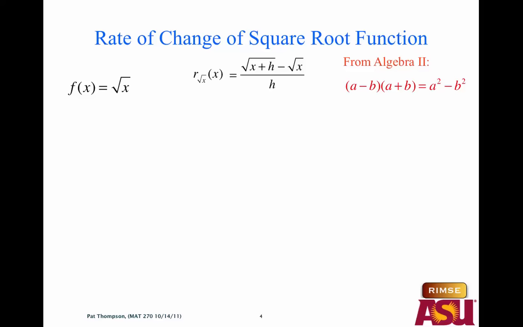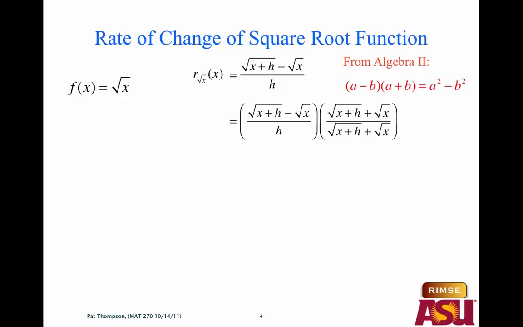Right, so if we multiply the top by square root of x plus h plus square root of x, we'll end up with a squared minus b squared, which makes the square roots go away, right? But then we got to multiply that by the bottom as well. Okay, so here's the first step. It's not hard, you guys. It's not hard.